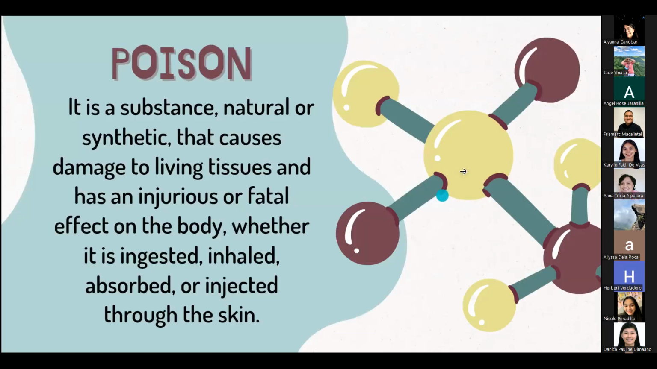So our main topic, which is all about poison, the word poison is described as a substance, maybe in a natural or synthetic form, and it causes damage to living tissues and has an injurious or fatal effect on the body, whether it is administered through oral or ingestion, and also inhalation, absorption, or also injection through the skin of a human. Next slide, please.